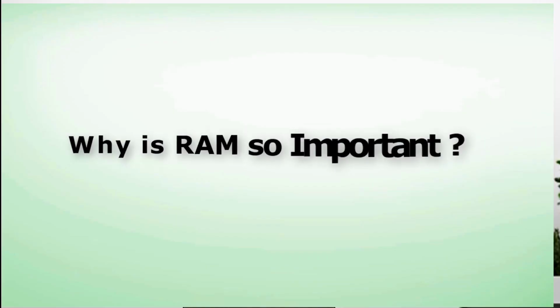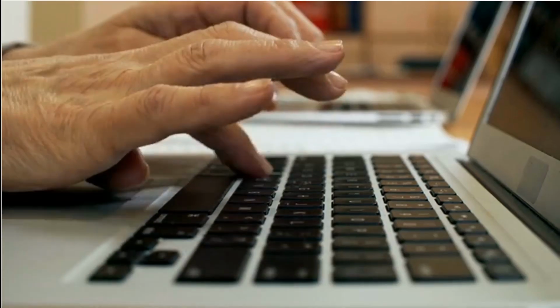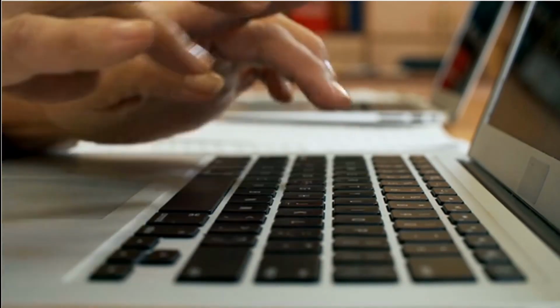Now that we know what RAM is and how it works, let's talk about why it is so important. As I mentioned earlier, RAM is a type of memory that temporarily stores data that the computer is actively using. This means that the more RAM you have, the more data that the computer can store and access quickly. Having enough RAM is crucial for running multiple applications smoothly.